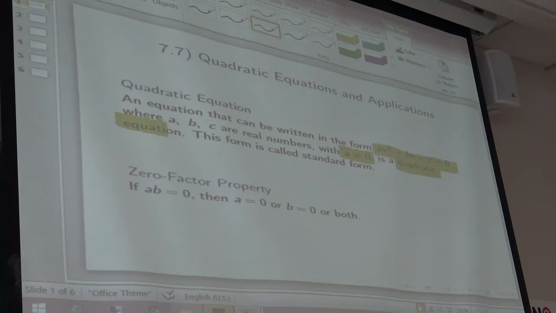And the zero factor property: if A times B is equal to 0, then either A is 0 or B is 0 or both. Well, it looks somewhat confusing, but it looks really simple, right? But this is a really important fact.